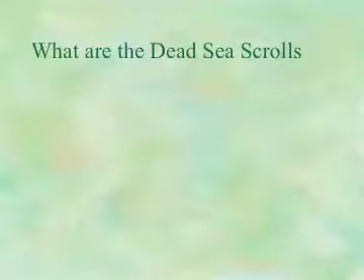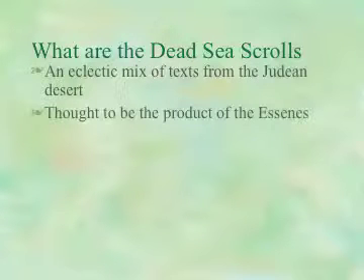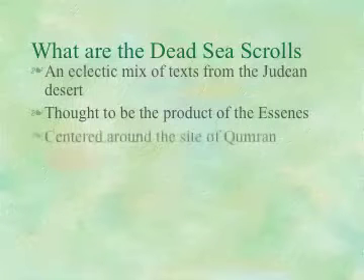So let's talk about what the Dead Sea Scrolls are. The Dead Sea Scrolls are an eclectic mix of texts in the Judean desert, again associated with the Essenes. This was an apocalyptic, separatist group that essentially pulled out of Jewish society and moved out into the Judean wilderness to wait for the Messiah to come. And again, they were centered around the site of Qumran.